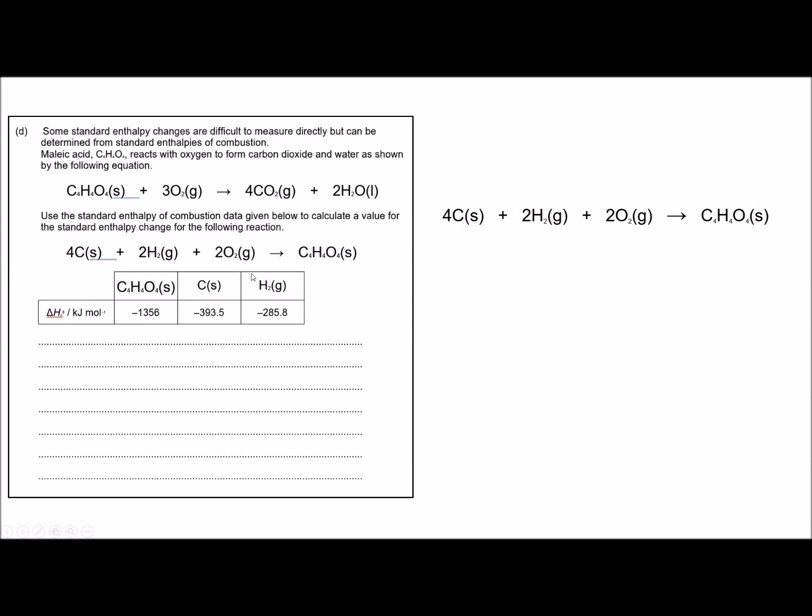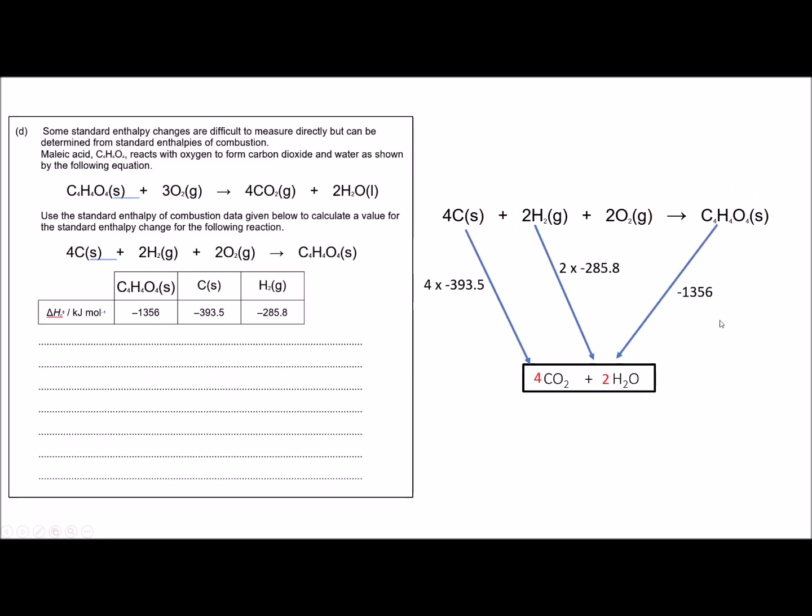So here's a second exam question. It's slightly different to the previous one because you're now dealing with the standard enthalpy of combustion, and what this question wants you to do is to work out the enthalpy of formation of this compound maleic acid. They've given you the standard enthalpy of combustion, and combustion is when you react 1 mole of your substance completely with oxygen. So carbon is going to form carbon dioxide, hydrogen is going to form water, and our compound maleic acid will form both water and carbon dioxide.